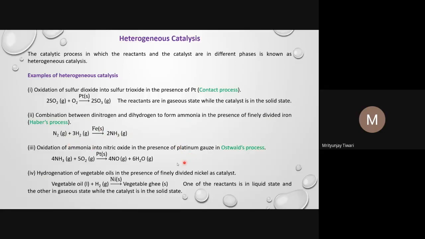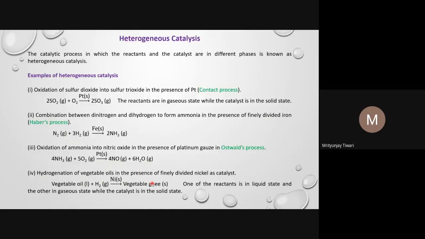The oxidation of ammonia into nitric oxide in the presence of platinum gauze in the Ostwald process is also an example of heterogeneous catalysis. Ammonia is oxidized to nitric oxide, NO. So ammonia reacts with oxygen to form NO plus 6H2O in the presence of a platinum catalyst, and platinum here is in the solid state. Ammonia is a gas, oxygen is also a gas, and the catalyst platinum is solid, so the catalyst and the reactants are in different phases. So this is an example of heterogeneous catalysis.